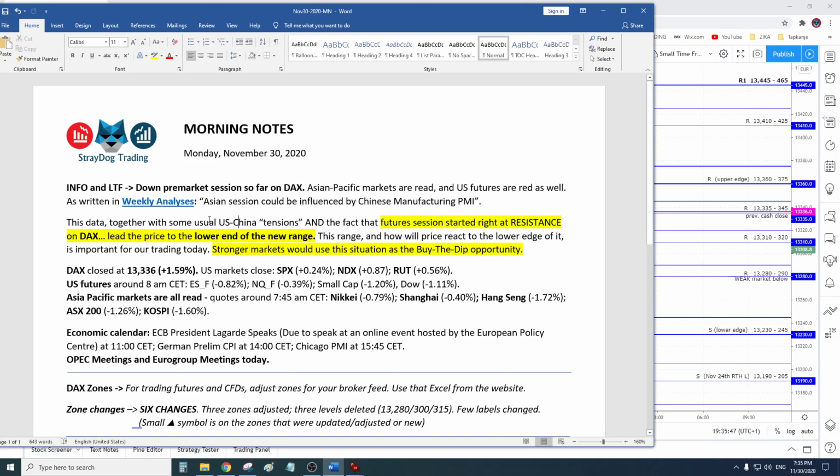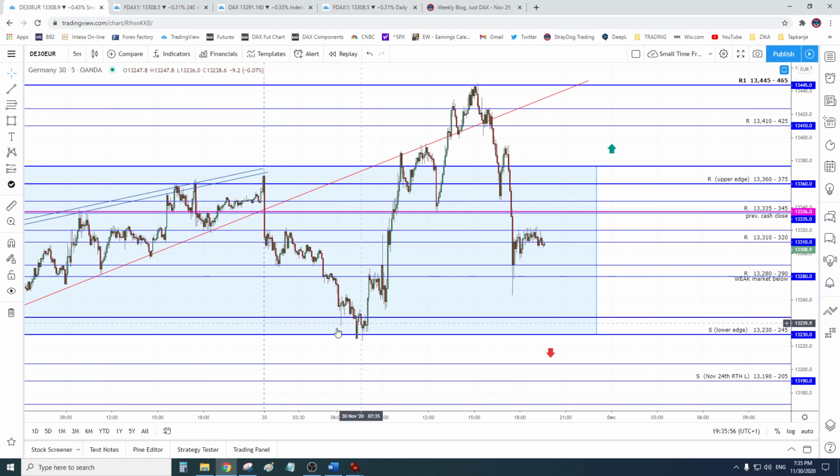Which situation? The situation that everything was red. US futures around 8 was red. Asia Pacific market was red. DAX was in the pre-market session here at the lower edge of a range. So stronger markets would obviously use that as a buy the dip opportunity, and they did.